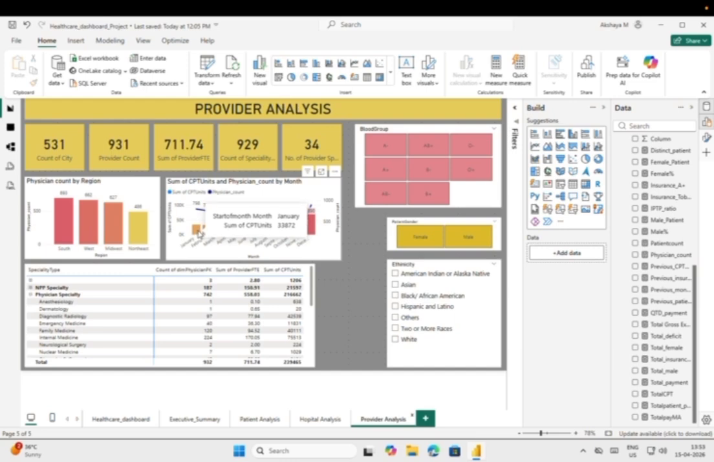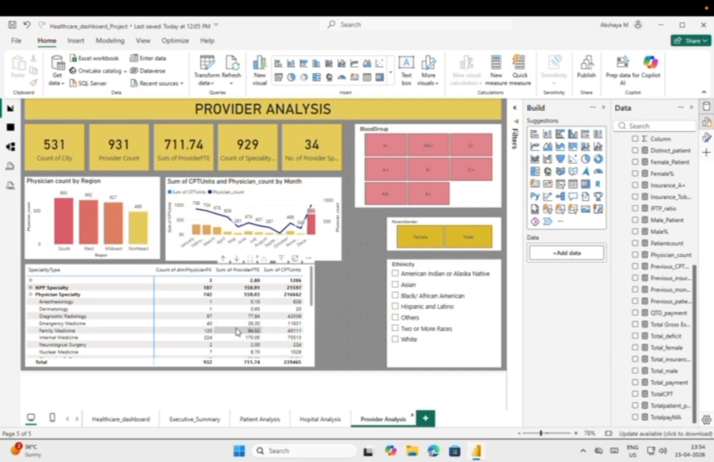We can see the number of CPT units performed in January is around 33,872 and the physician count we had at that time was 798. So we can see that when the number of operations went down, the physician count also went down. This is what we can infer from this provider analysis. I have also implemented slicers like blood group, patient gender and ethnicity to look over the provider analysis as well.